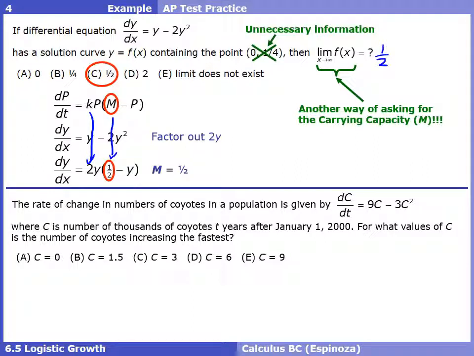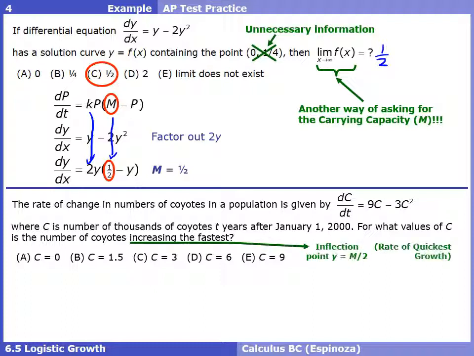Okay, one more example. We have the rate of change in number of coyotes in a population that's given by this differential equation here. C is the number of thousands of coyotes t years after January 1st, 2000. For what values of C is the number of coyotes increasing the fastest? So here you're going to have to recall from the last slide when we did this in the example, and then 2 slides ago when we first talked about it.